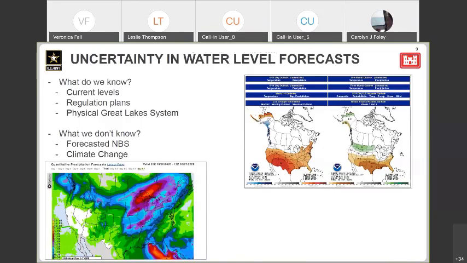Now my memory runs out. You're going to have to remind me what slide I'm on. This is uncertainty in water level forecasts. You've got a couple of plots.